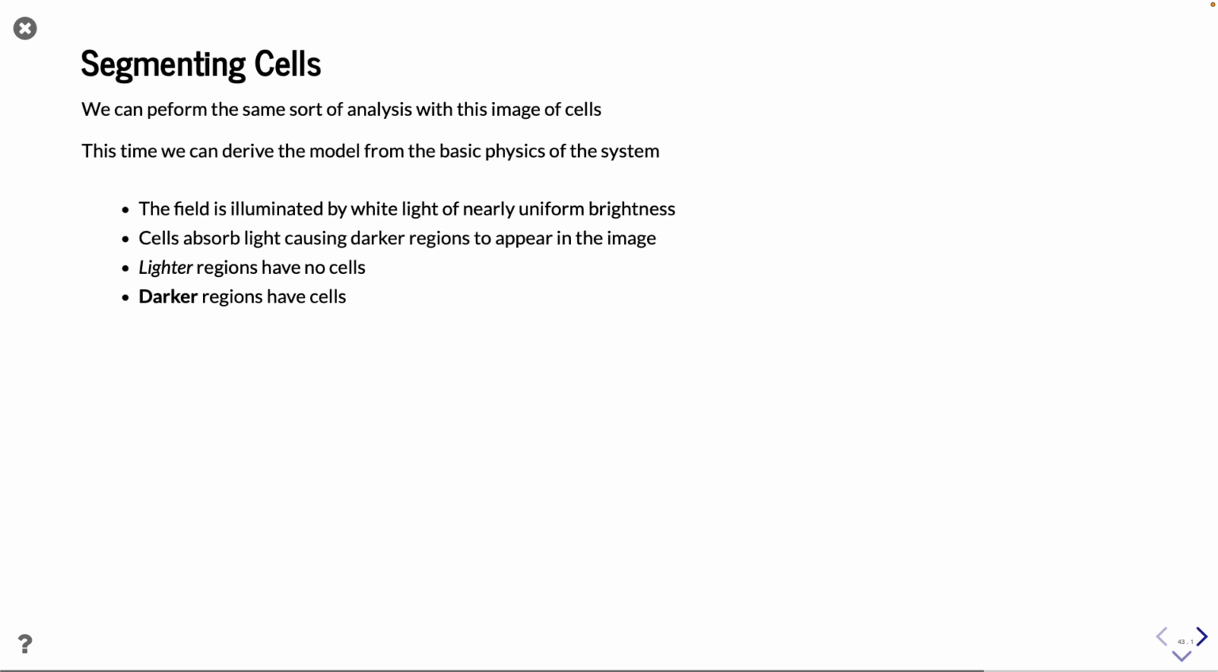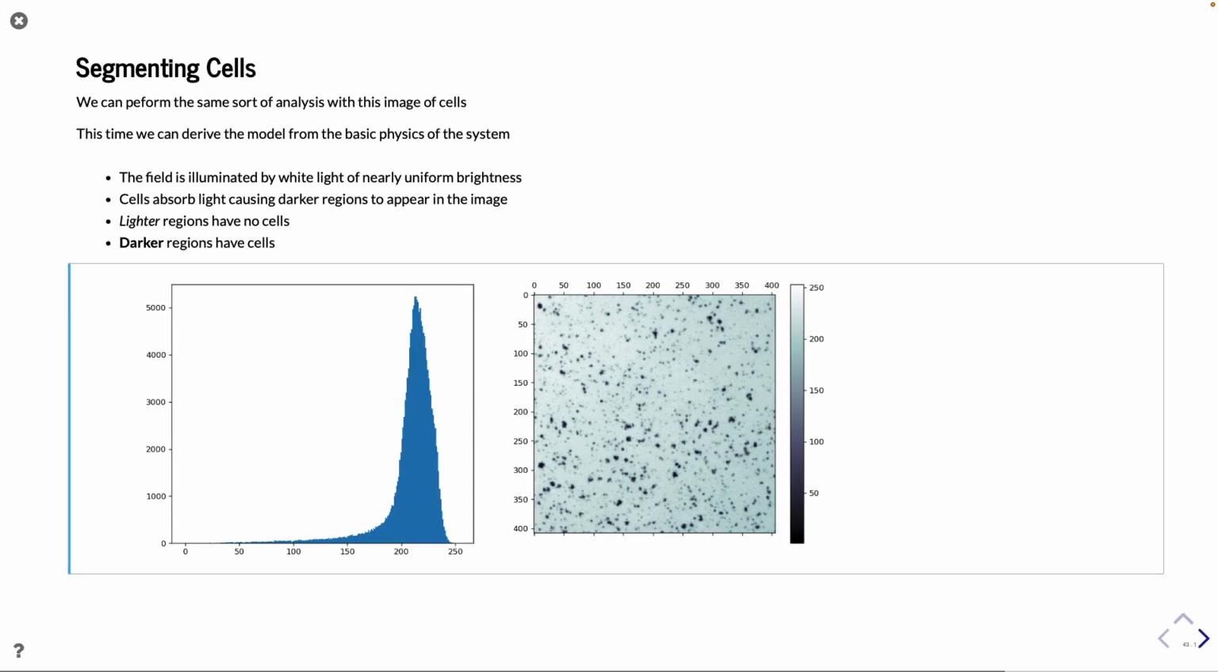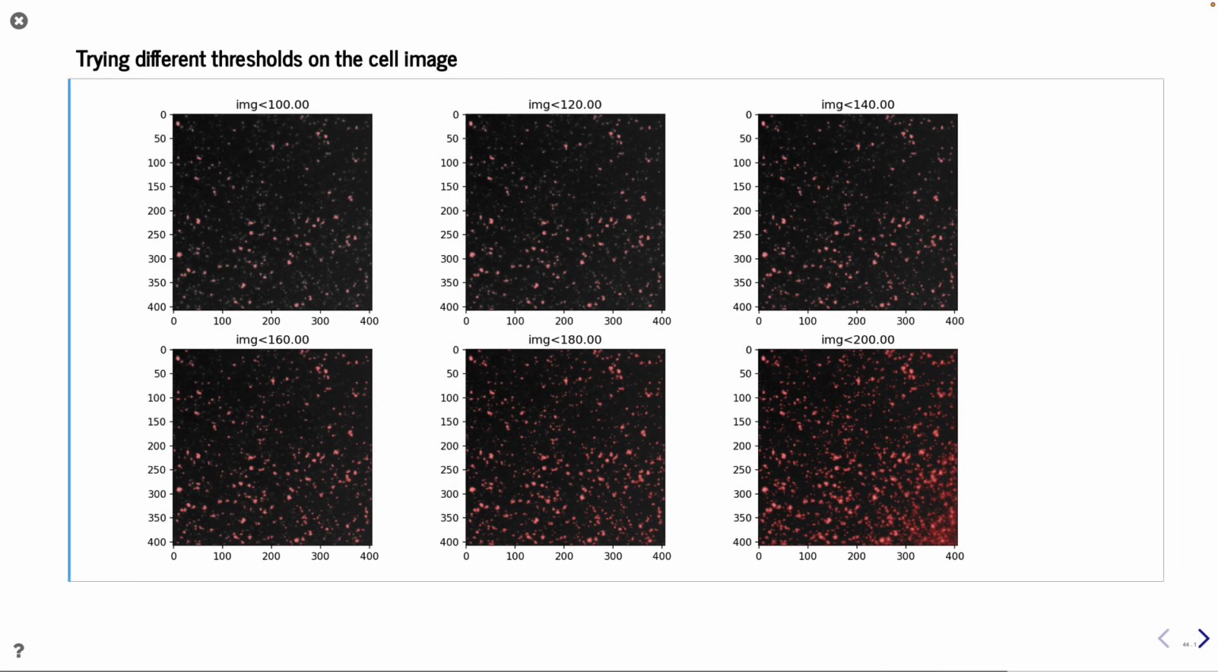So let's look at a real example. Here is an image of some cells. The histogram is not so easy to interpret. We have a big peak, which is just the background, and then we have all the dark spots. They are distributed along this long tail, so there is no distinct point where we can put our threshold. So then the question is how to put a threshold, and let's try the same thing as we did before.